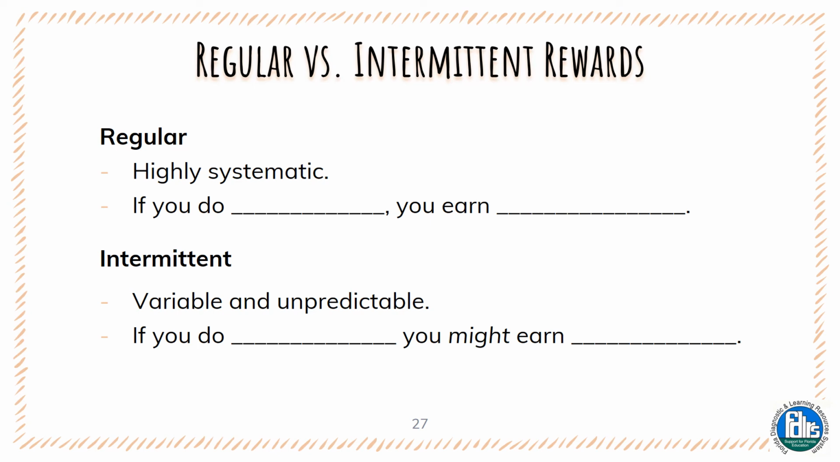Let's think about regular versus intermittent rewards. So this goes back to that soda machine and slot machine. Regular rewards are highly systematic, and they say, if you do this, you earn this. So I think about me coming to work. If I come to work every day, I get a paycheck. I earn money. Variable or intermittent is variable and unpredictable. So if you come to work, you might earn a paycheck. That might be a little unmotivating for us.